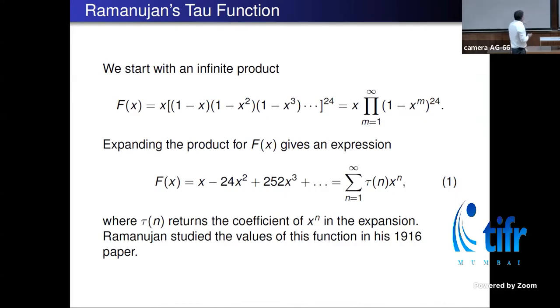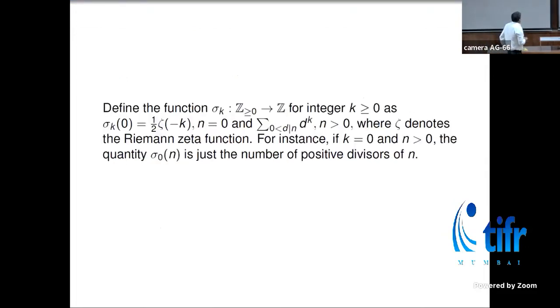So in this paper, he just starts with this infinite product. It's a generating function, and then you expand it in powers of x. The coefficients of the expansion are called the tau function. This is the function he studies initially purely as a combinatorially defined series, and he made a study of these coefficients tau n.